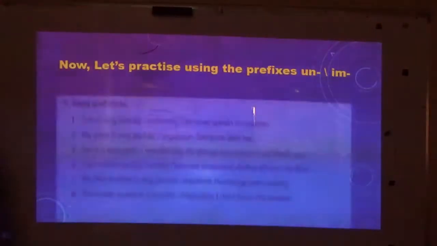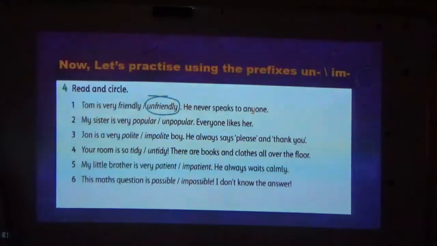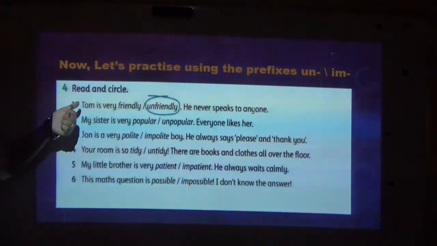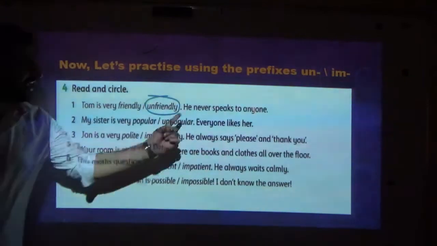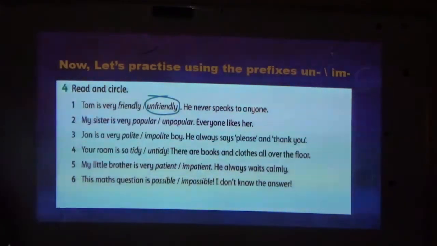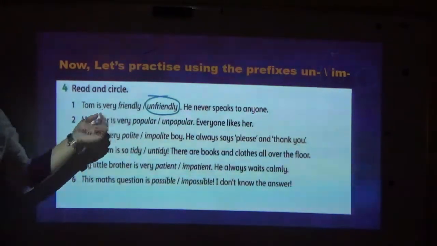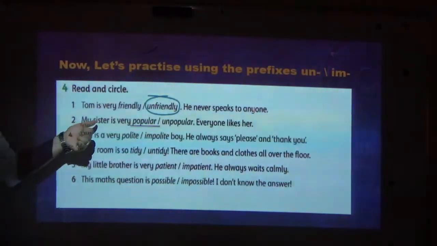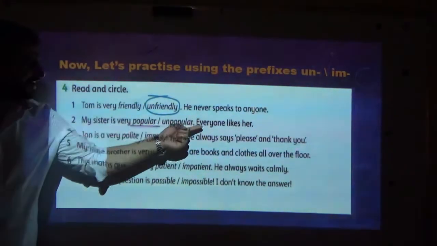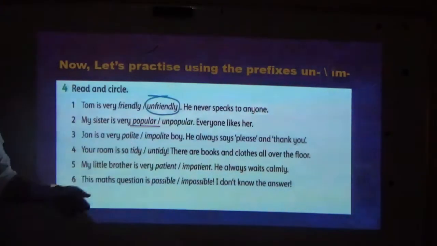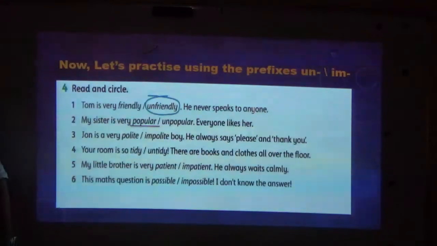Let's practice using the prefixes un and im. Read and circle. The first one is already given. Tom is very unfriendly, he never speaks to anyone. So he is unfriendly. If he is friendly, he will speak to everyone. So unfriendly. Second one, my sister is very popular, everyone likes her. So popular because she's liked by everyone.